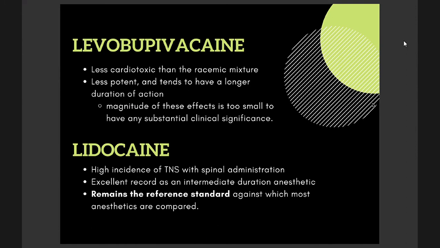So you have levobupivacaine. Levobupivacaine is related to bupivacaine. But the difference is that your levobupivacaine, although it produces a long duration of action, is less cardiotoxic than the racemic mixture. It is less potent and tends to have a longer duration of action. The magnitude of this effect is too small to have any substantial clinical significance. It has the same action, but less cardiotoxic.